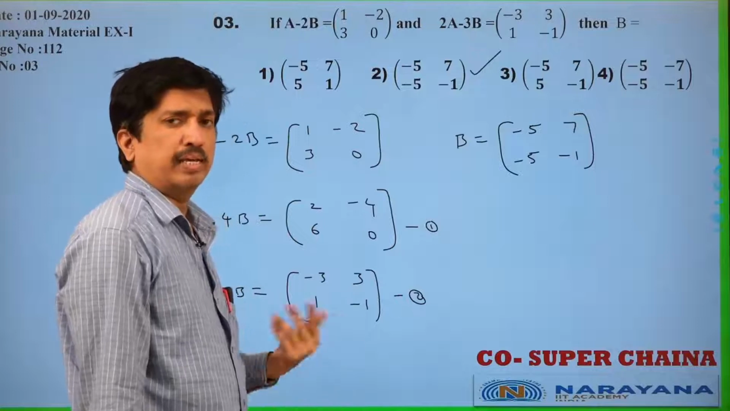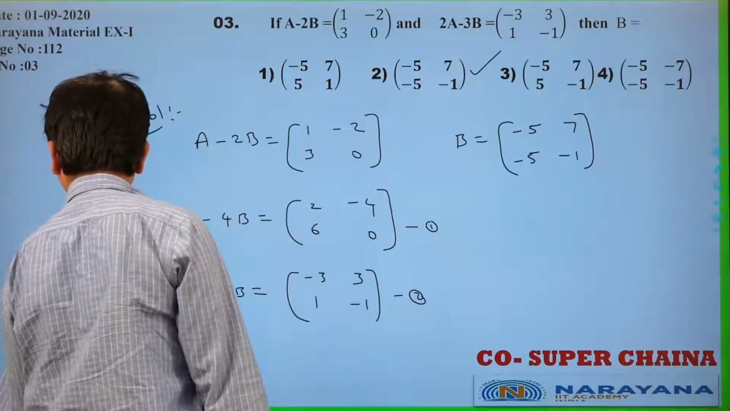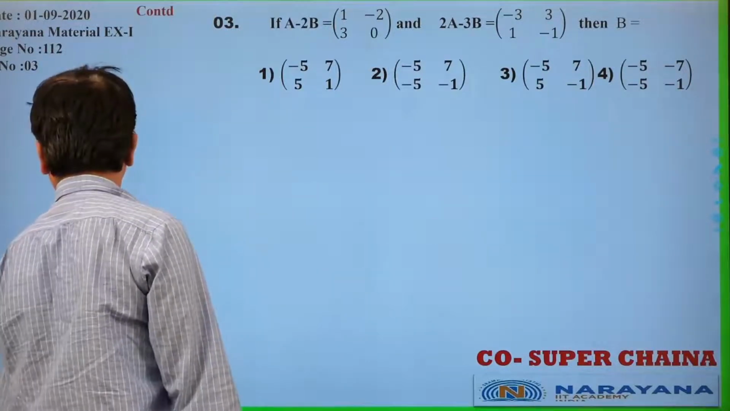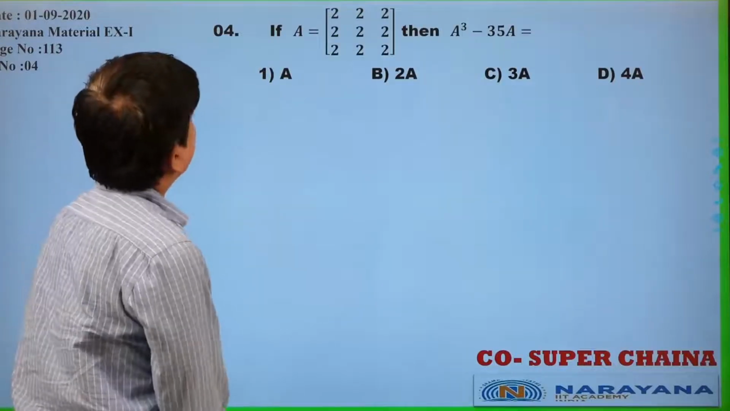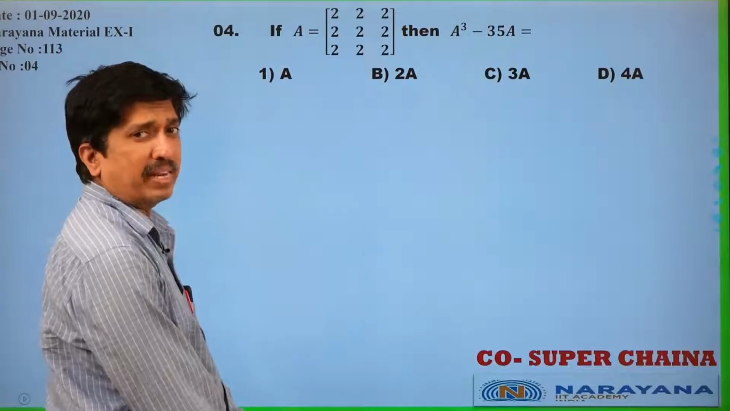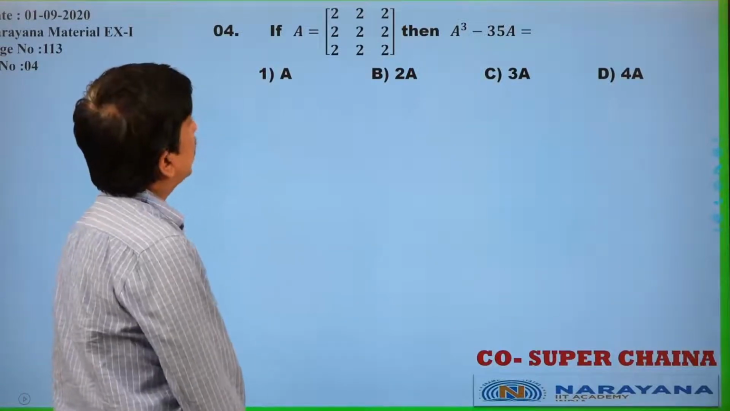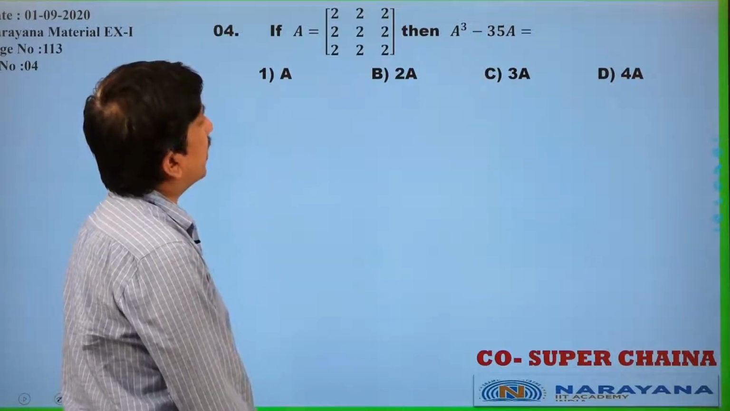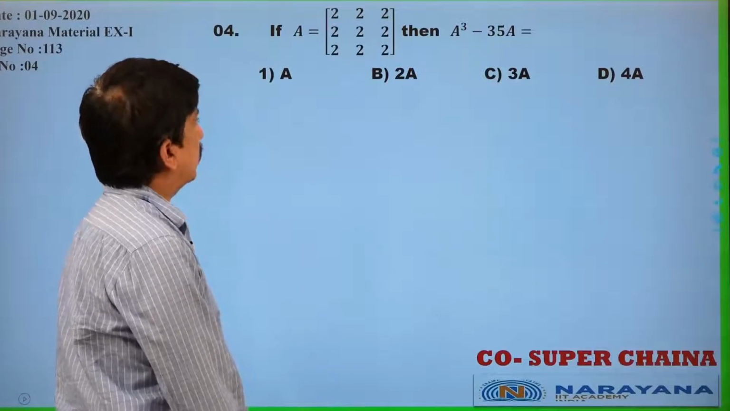Let us move to the next question. Now capital A is given with all 2's. It is a 3 by 3 matrix. The order is 3 by 3. Then A cube minus 35A is equal to what?